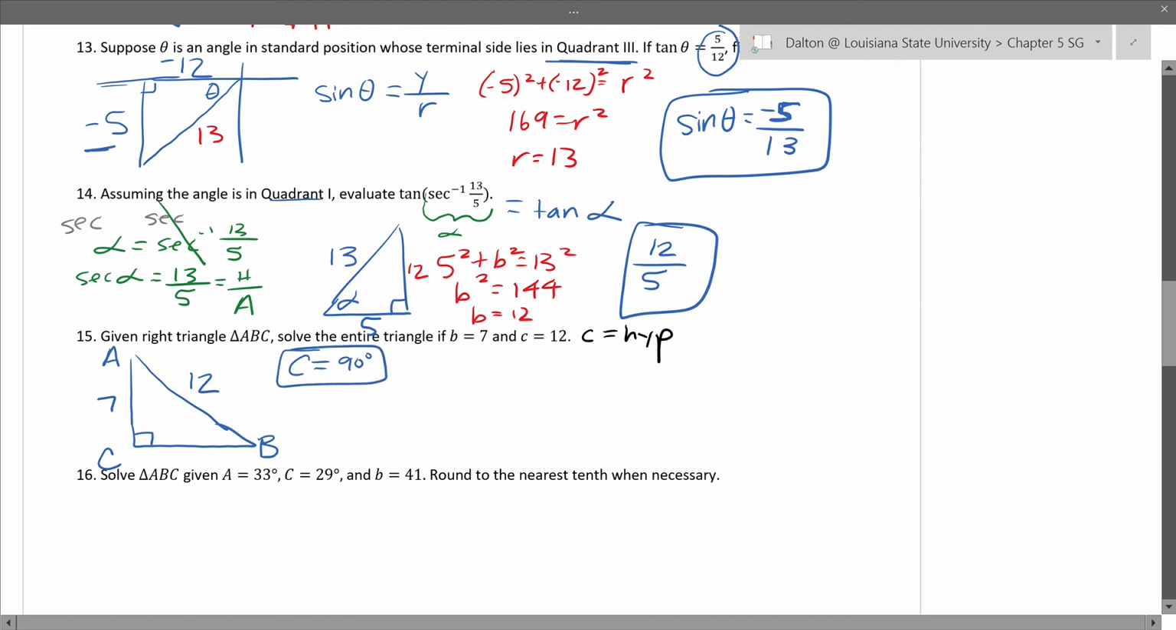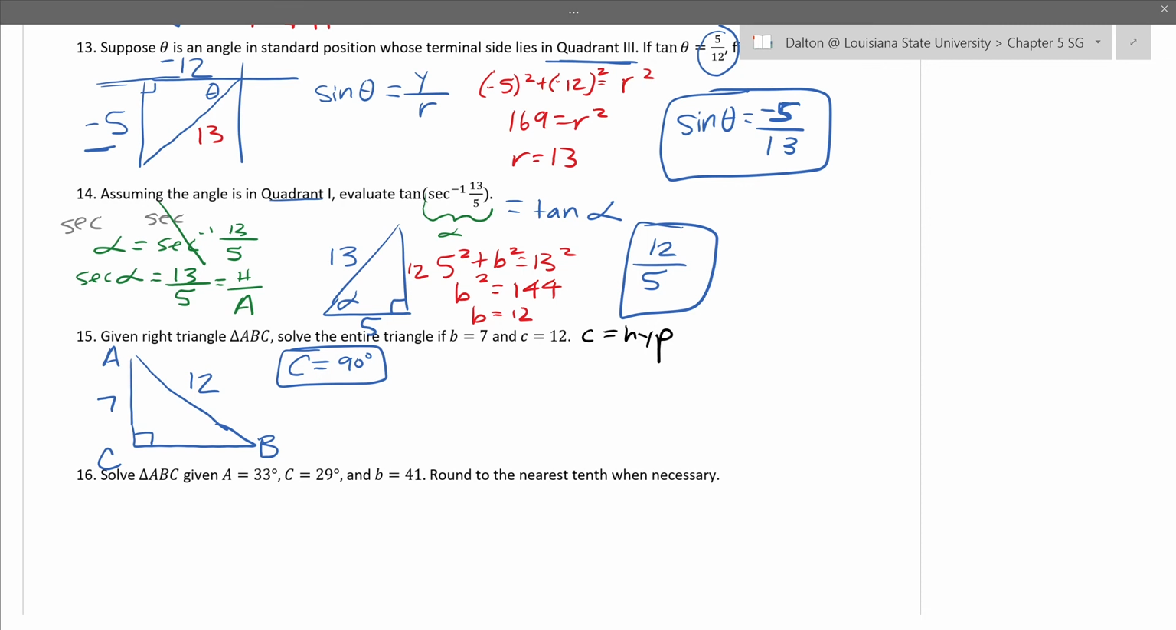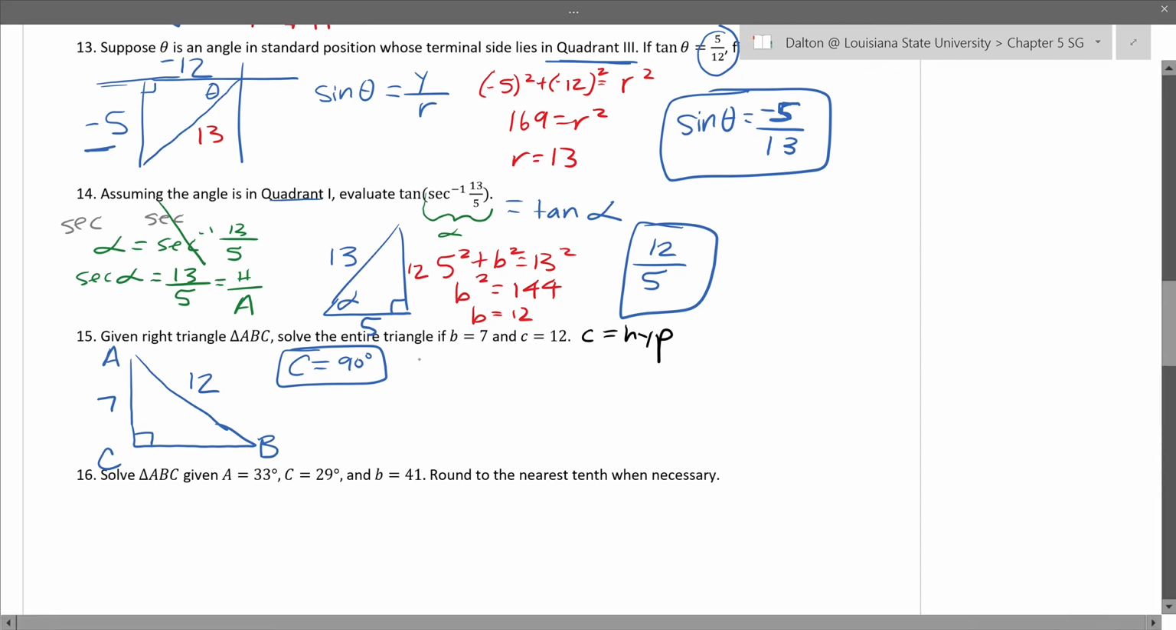Then we could find the other leg by doing the Pythagorean theorem. So 7 squared plus a squared equals 12 squared. Then a squared equals 95, so a is equal to the square root of 95. That can't be simplified, so that is your answer. That's side a, the square root of 95.